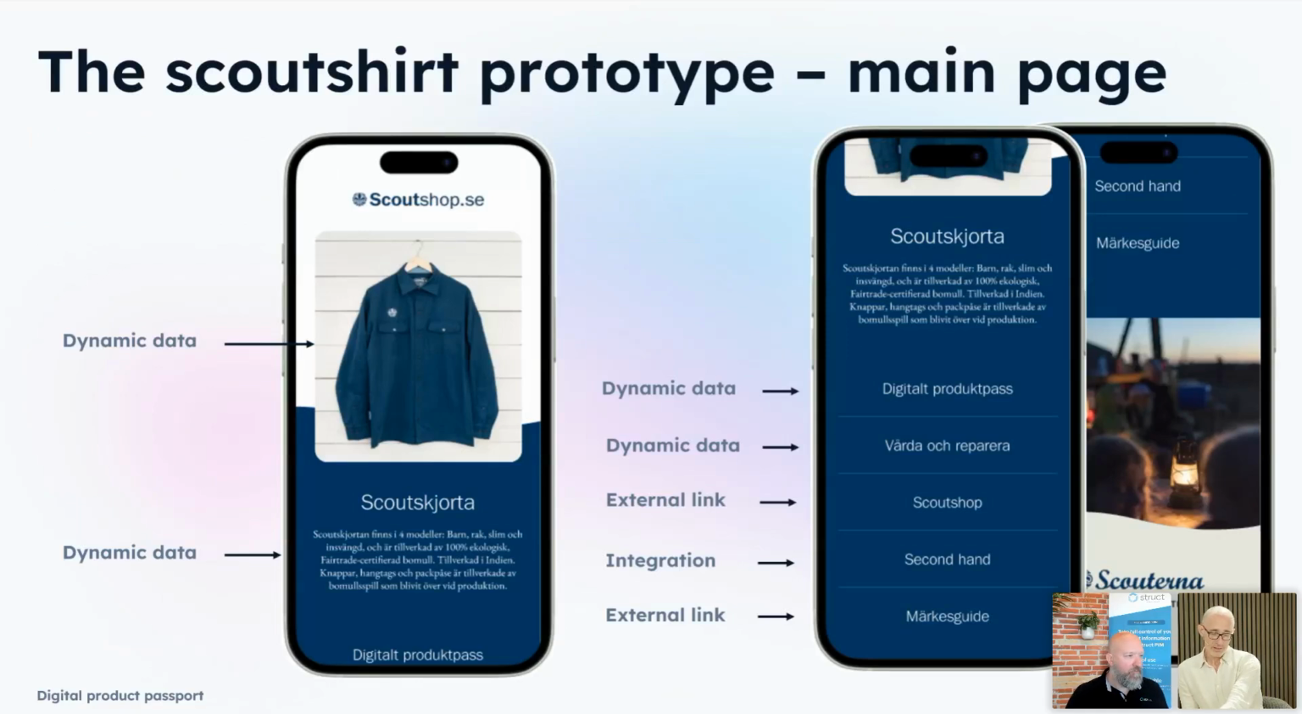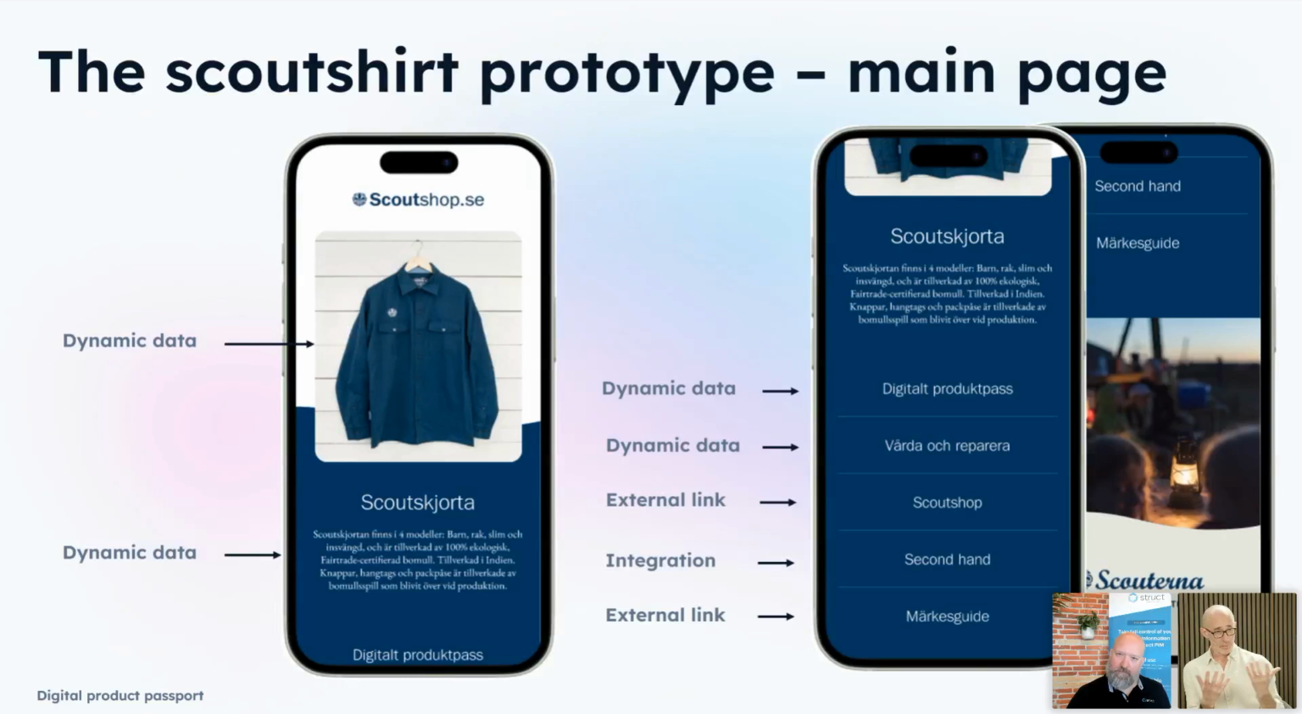So the image is obviously dynamic data, as we've seen in that example, but also the text that comes below is dynamic, whereas there's an external link. And actually there's one called secondhand. So if you've got that open, you'll see secondhand doesn't work just yet, and it will in about a week. That will work. And what's really interesting there is that the Scouts are selling shirts secondhand.